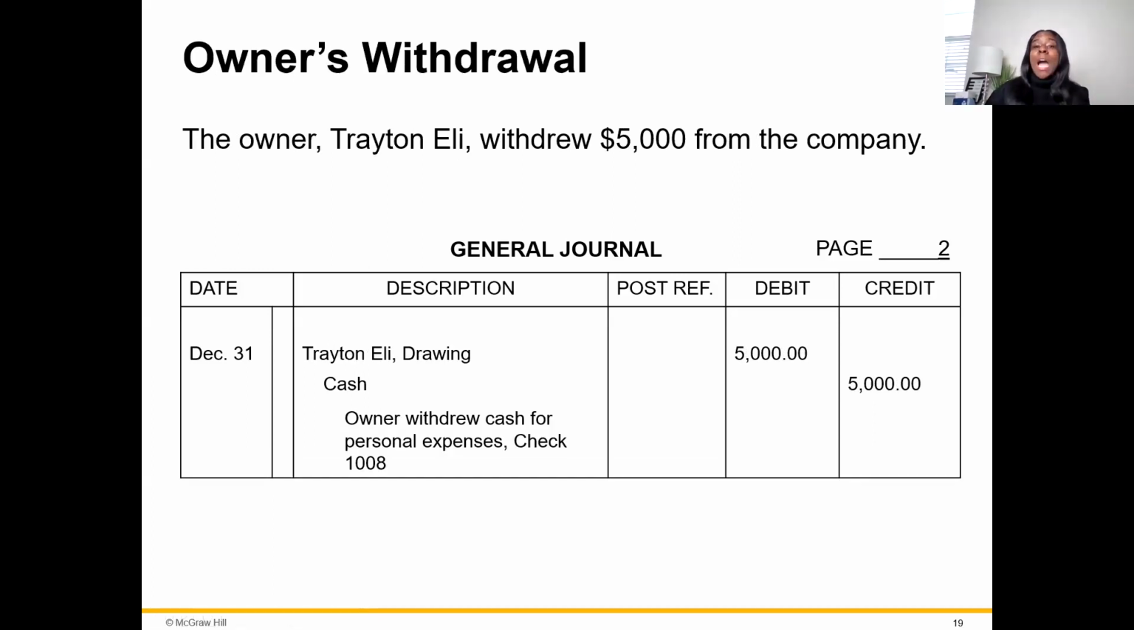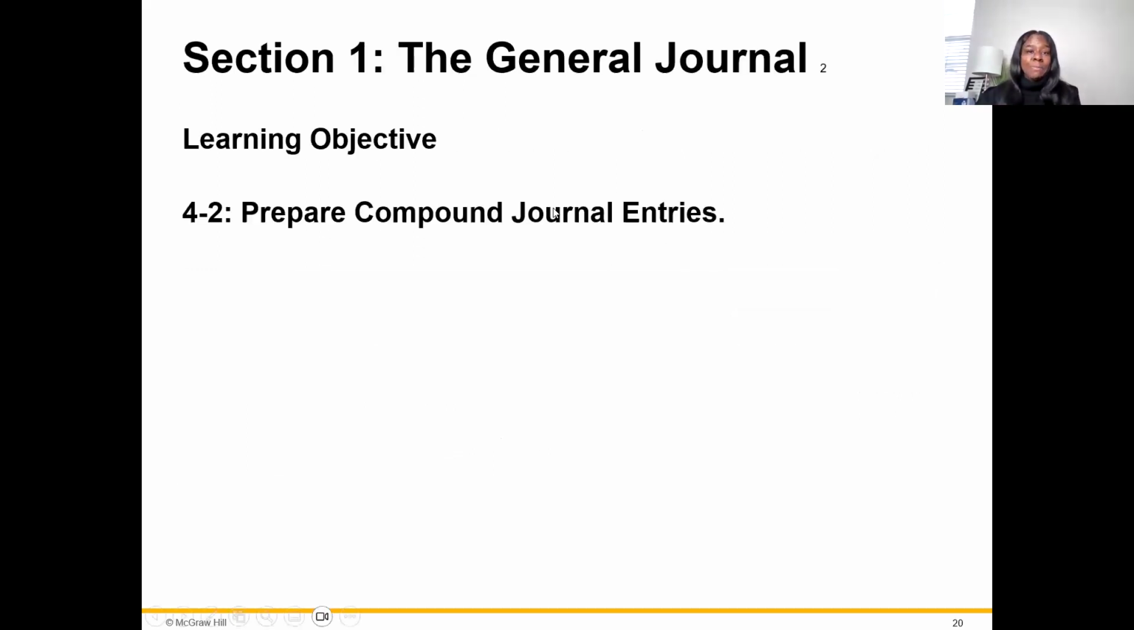So the owner now withdrew 5,000 from the company. So now we have our drawing. When we add money, it's called capital. When we take money out, it's called drawing or withdrawing. And so the owner is taking 5,000. So our equity is decreasing. And then cash is also decreasing because they're taking the money out. So now the company doesn't have as much capital as it once had.